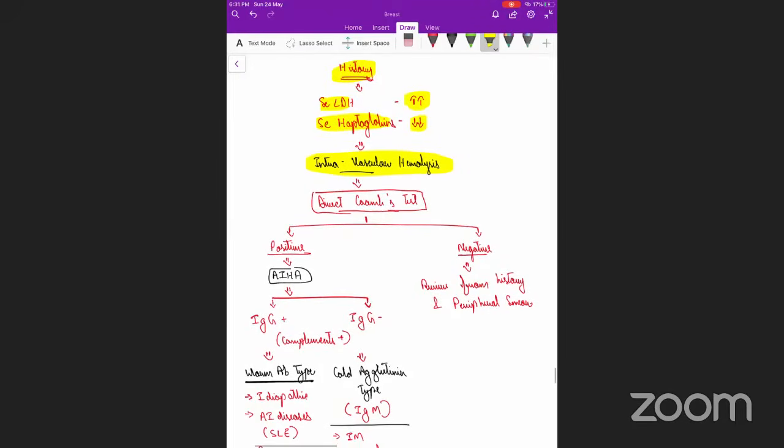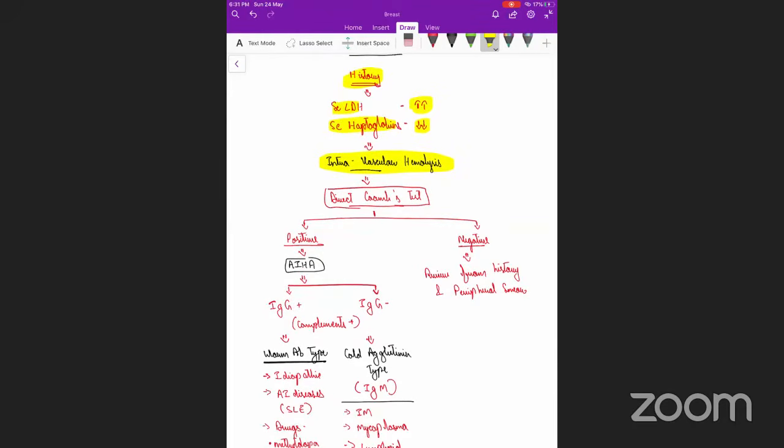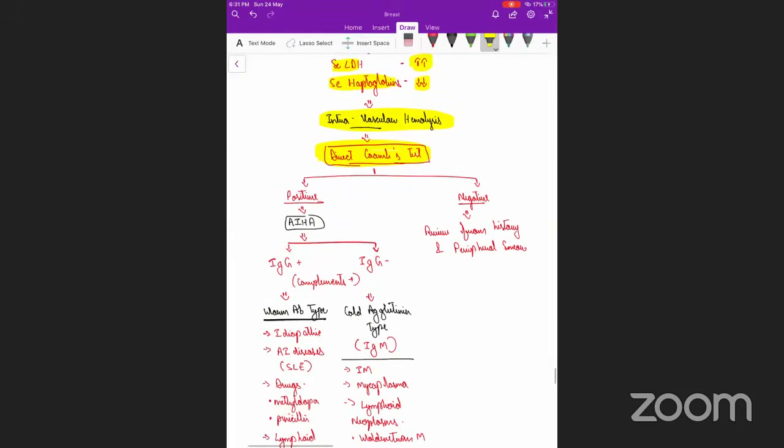Intravascular hemolysis. If there is intravascular hemolysis, the first test we always do is the direct Coombs test. If the direct Coombs test is positive, it will become autoimmune hemolytic anemia. If it is negative, we'll proceed further. If it is positive, then it is AIHA.